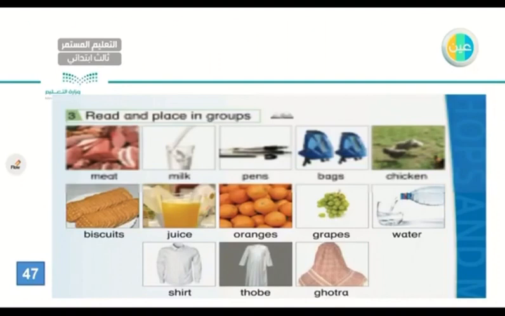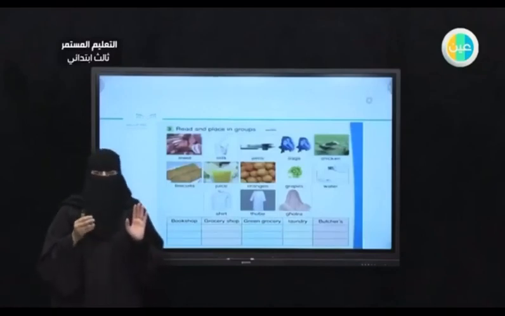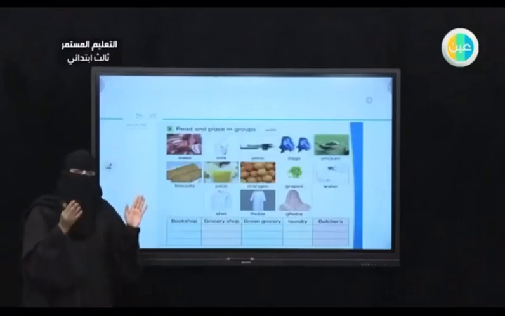Meat, milk, pens, bags, chicken, biscuits, juice, oranges, grapes, water, shirt, thobe, and ghutra. Very good. Let's read the items one more time because in a minute we will be having them in different categories. I have meat, milk, pens, bags, chicken, biscuits, juice, oranges, grapes, water, shirt, thobe, and ghutra. Okay, so after we've read all these things, we are supposed to have them in different categories. Okay, what are the categories, my dear student?